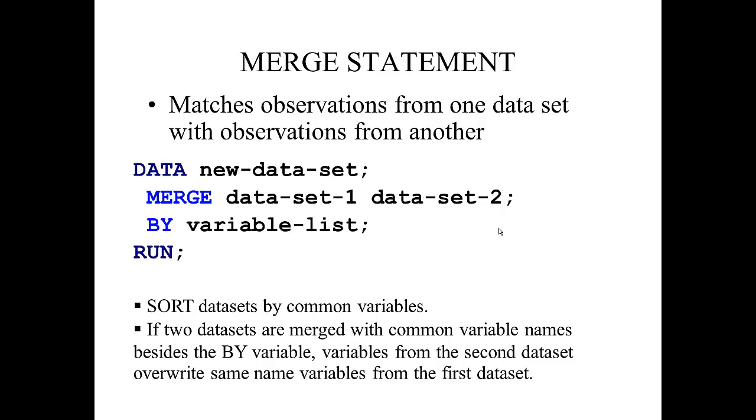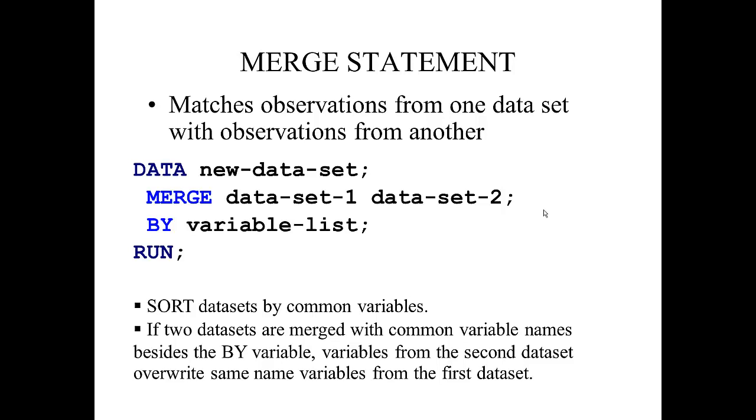And in order to do that, it has to have a by statement, and the by variable must be the same name and type on both datasets you want to merge. So if you want to merge based on patient ID, then patient ID needs to be either a numeric or a character variable, and it's got to be the same on both of the datasets that you want to merge. So if patient ID is numeric on dataset 1, then patient ID needs to be numeric on dataset 2 in order to merge the 2 datasets. Otherwise, you'll get an error.